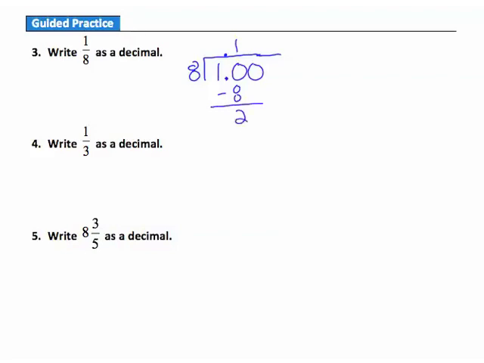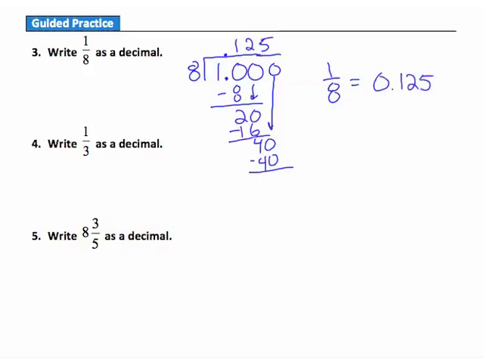Subtract 8, we get 2. Bring down the 0. 8 will divide into 20 2 times. We get 16. Gives us 4. Let's add one more 0 and bring that down. And now 8 will go into 40 5 times, and that is going to go evenly, give us 40. So we know we're done with this division. So when I write 1/8 as a decimal number, I get 0.125.